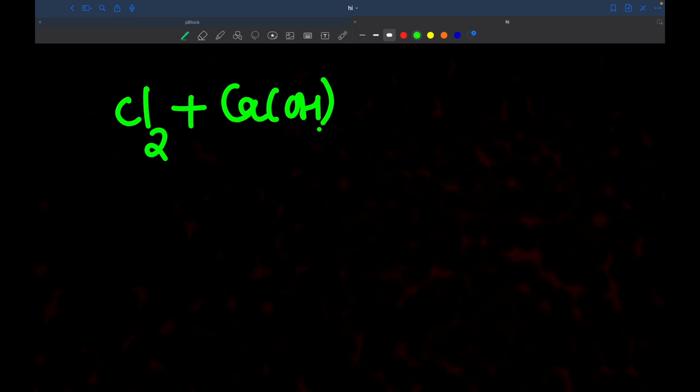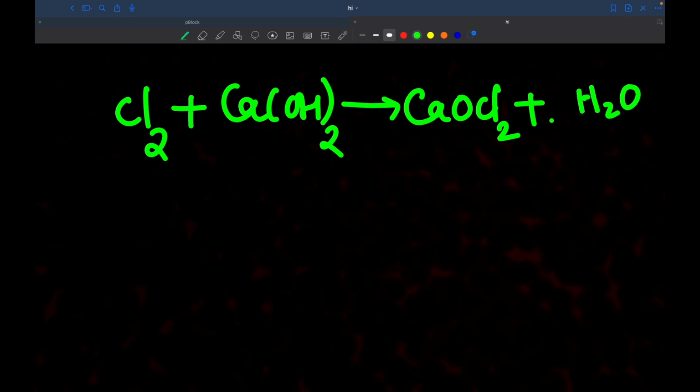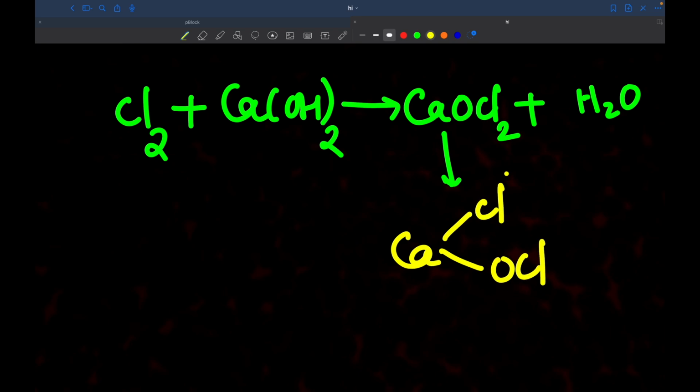Next one, chlorine reacts with calcium hydroxide, Ca(OH) taken twice. Here we will get CaOCl2 formed plus H2O formed. If you check the structure of it, you get calcium connected to Cl and OCl. So this is the structure here. Chlorine oxidation number here is -1, here it is +1. The same element shows different oxidation numbers in this.